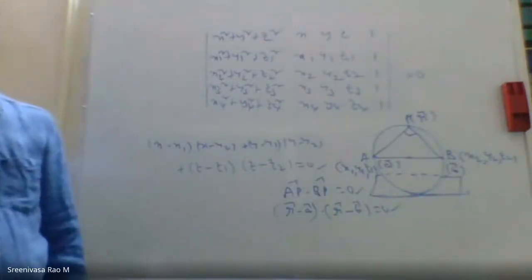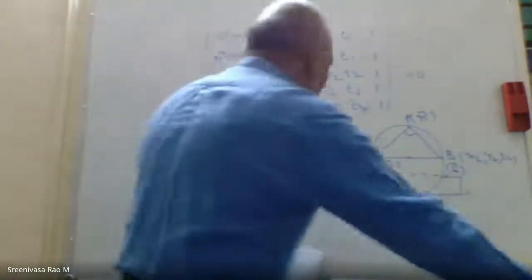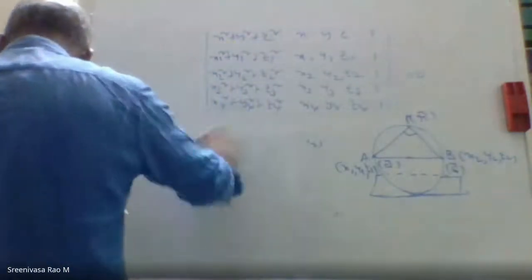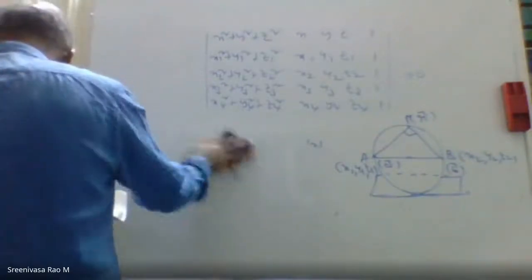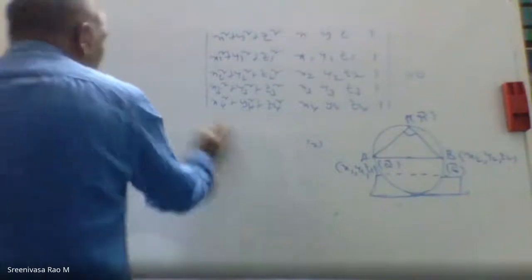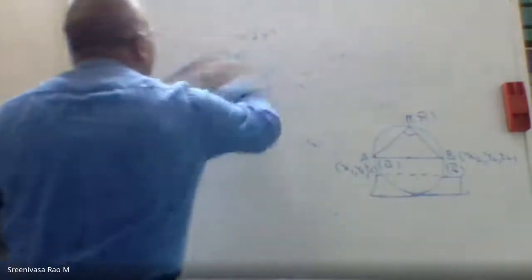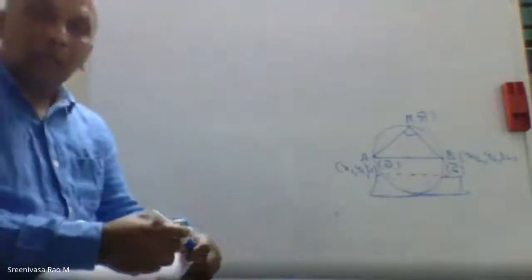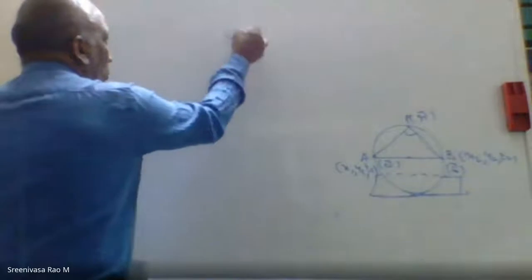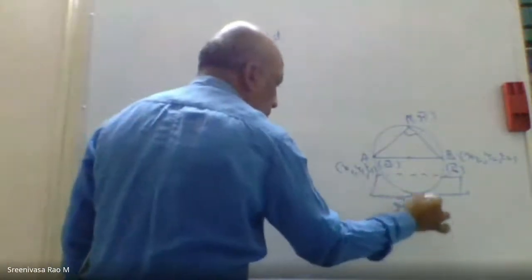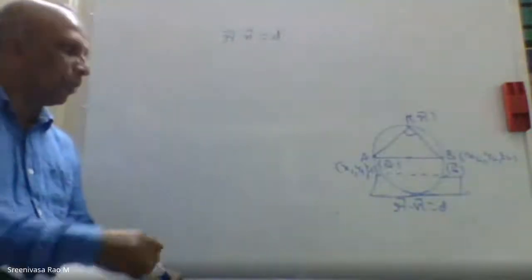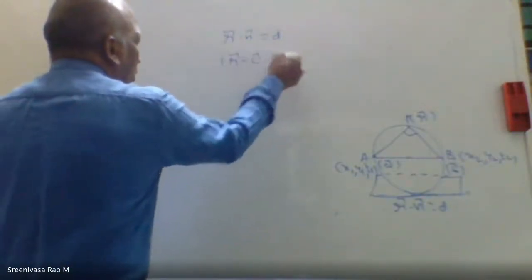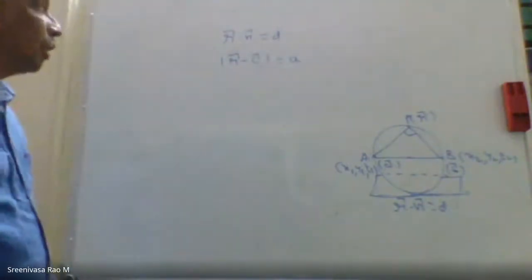Condition for the plane r bar dot n bar equals d, to touch the sphere: mod r bar minus c bar is equal to a. Correct? That is the radius. Mod r bar minus c bar is equal to a.